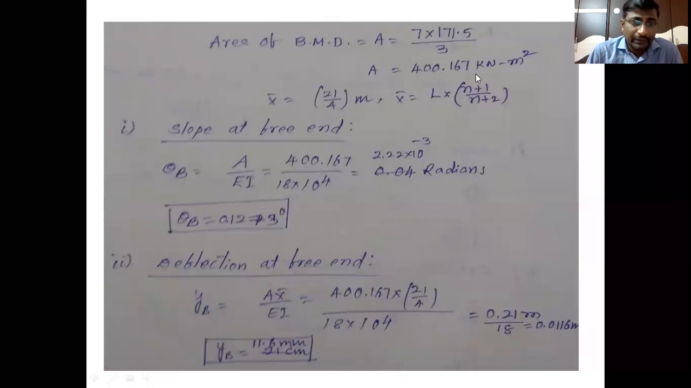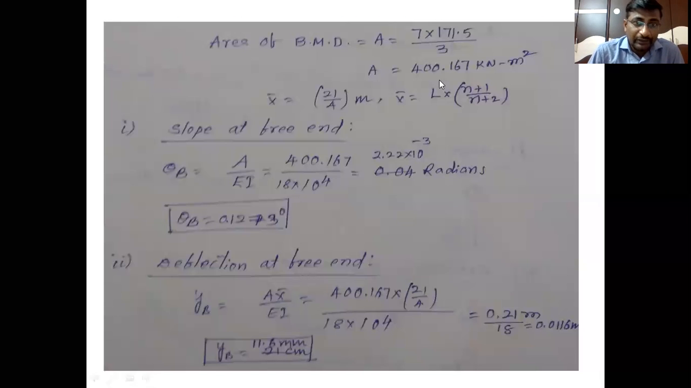Then the deflection at the free end. The deflection at the free end is YB. The formula for YB is A x bar by EI. The area is 401.167, x bar is 21 by 4, divided by 18 into 10 to the power of 4. We will get 0.21 meters divided by 18, that is 0.0116 meters, or 11.6 mm. The deflection at the free end of the beam is 11.6 mm.